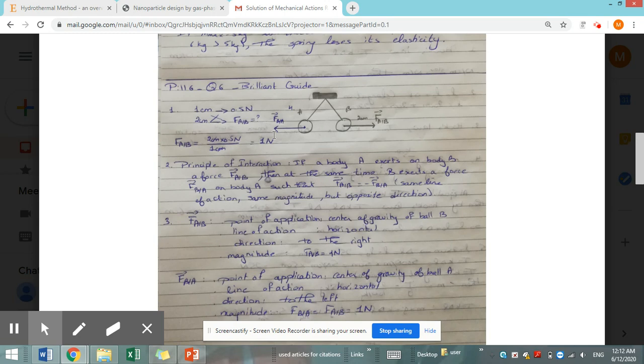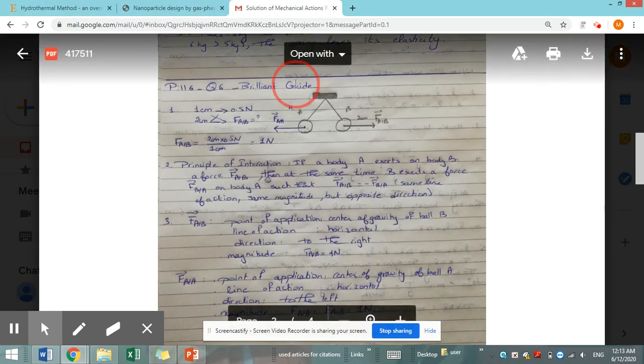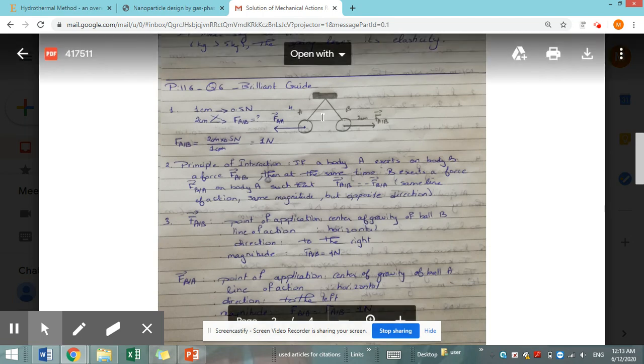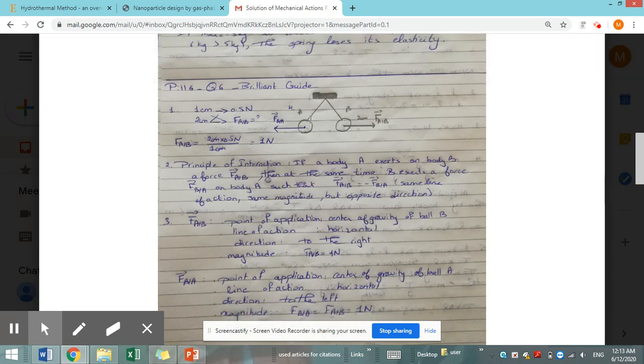Now for number 2, name and state the law applied to find the magnitude of the force exerted by ball B on ball A. So we are given that they are repelling each other. This means that B is repelling A, and B is exerting a force on A, and A is repelling B. This means that A is exerting a force on B. So for FA on B, it's already given. What about FB on A, and how is it related to FA on B? That's why they gave you a hint by asking you to name and state the law applied.